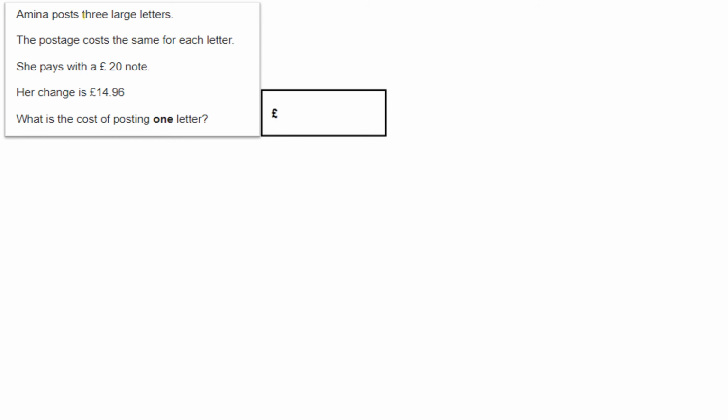Amina posts 3 large letters. The postage costs the same for each letter. She pays with a £20 note. Her change is £14.96. What is the cost of posting one letter?